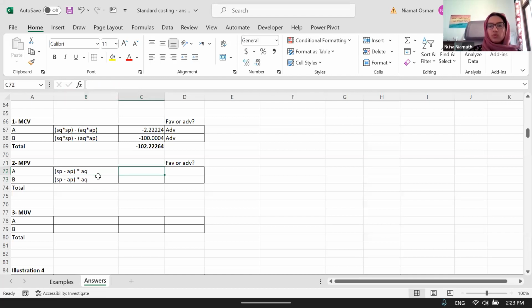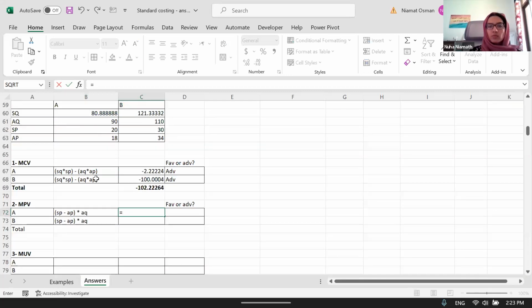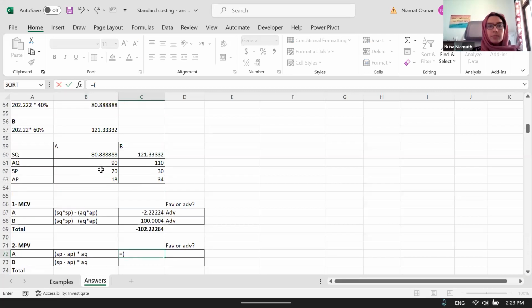Right? So that will be how much? SP minus AP into actual quantity. You always pay for the actual quantity. That's giving me 180. And for B, it is SP minus AP into AQ.